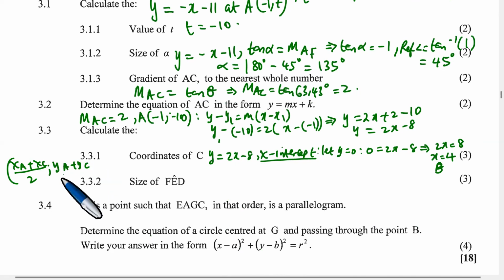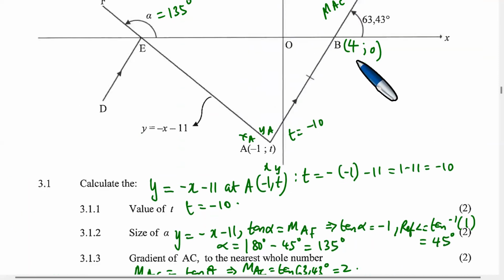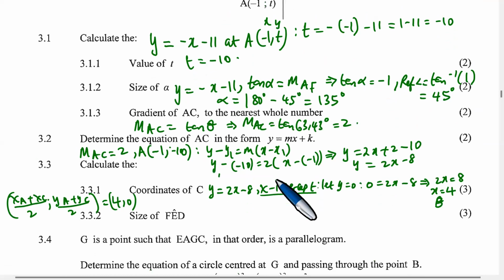Ya plus yc over 2. And this is 4 and 0. Like this, which is the midpoint, because the midpoint is actually having the coordinates 4 and 0. Right, if this is the case, what is the implication? What is x at A?